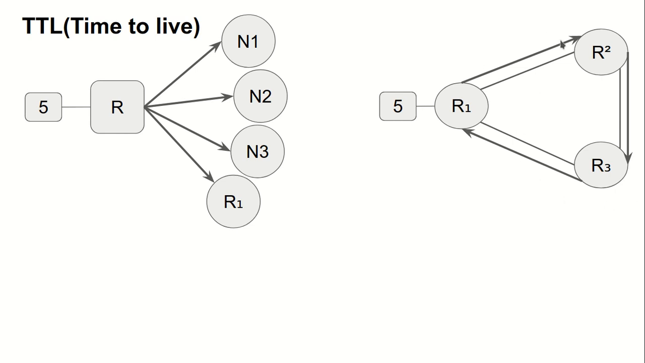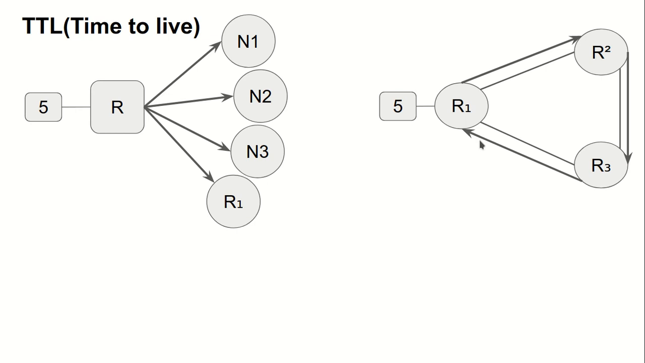Now a loop is created. As you can see, a cycle has been created, and the packet is not staying at one place. It is moving from router 1 to router 2 to router 3, and this is continuing on and on. So how do we solve this problem? How do we stop this loop? Basically, the TTL is used for this purpose, to stop this loop.